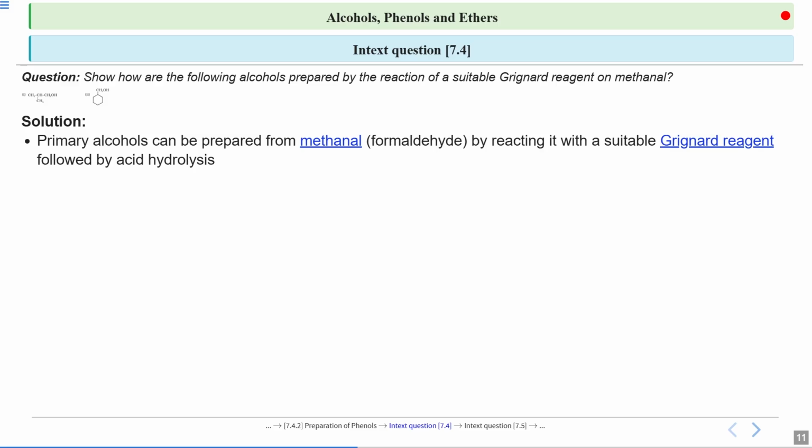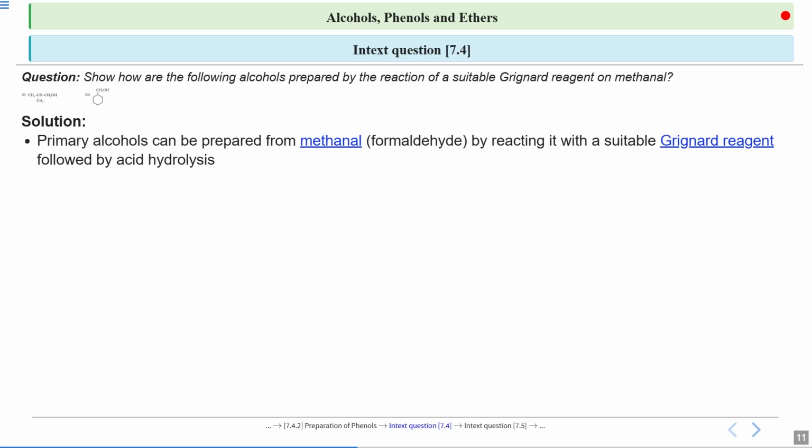So let's talk about the reaction of the Grignard reagent with the methanol. Primary alcohols can be prepared from formaldehyde by reacting it with a suitable Grignard reagent followed by acid hydrolysis. So what will happen when you react formaldehyde or methanol with a suitable Grignard reagent? You will get a primary alcohol as your major product, after, of course, the acid hydrolysis of the product you get after the formaldehyde and Grignard reagent reaction.